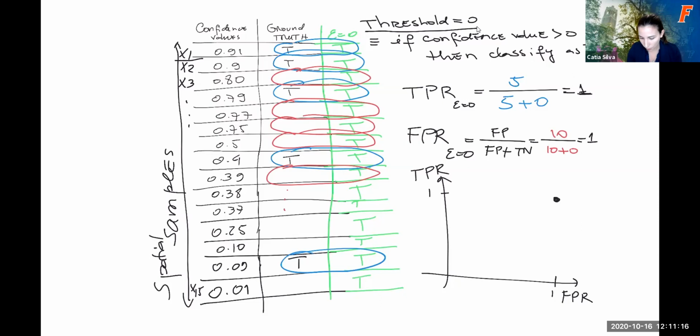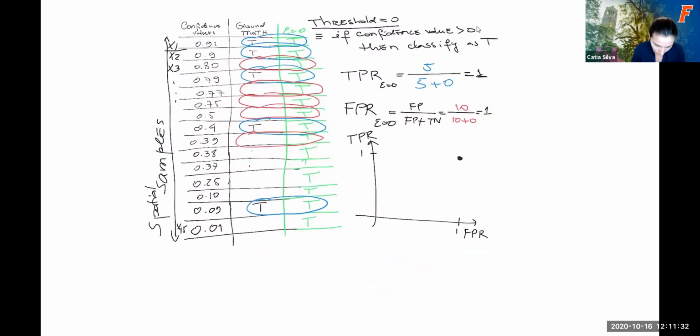Okay, so now what I want to do is try out different thresholds. Let's see. Okay, I think I'm just going to try here. So if the threshold is equal to, for example, 0.1, what is the true positive rate for this?